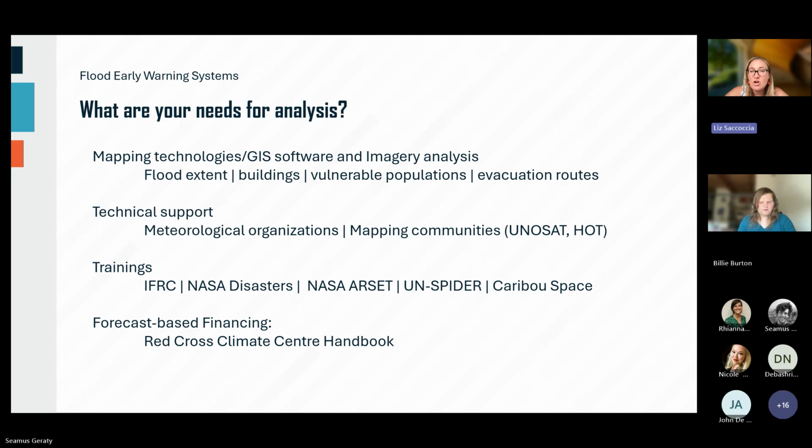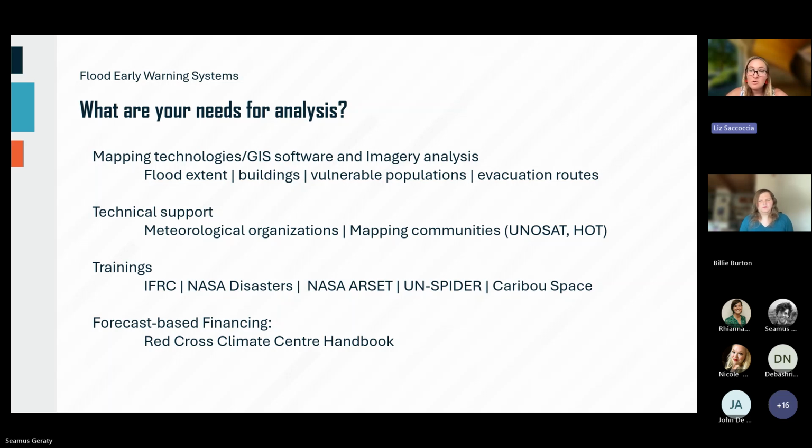And the Humanitarian OpenStreetMap Team can organize volunteers to come together online and on the ground to map disaster impacts and understand exactly where those most in need and most impacted are. So there's quite a few organizations that can provide this technical support.